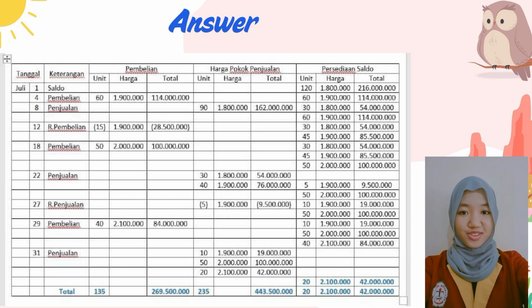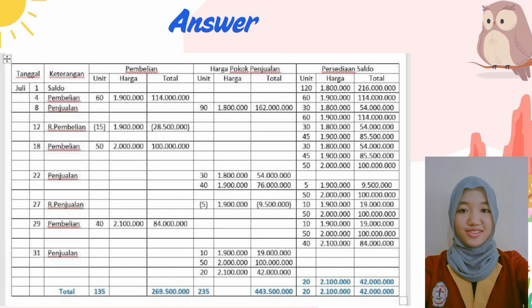7. Sales returns, July 27th, 5 units. Returns added back to inventory from July 22nd sales for 1,900,000 Indonesian rupiah. Remaining inventory. 10 units 1,900,000 Indonesian rupiah. 50 units 2 million Indonesian rupiah.